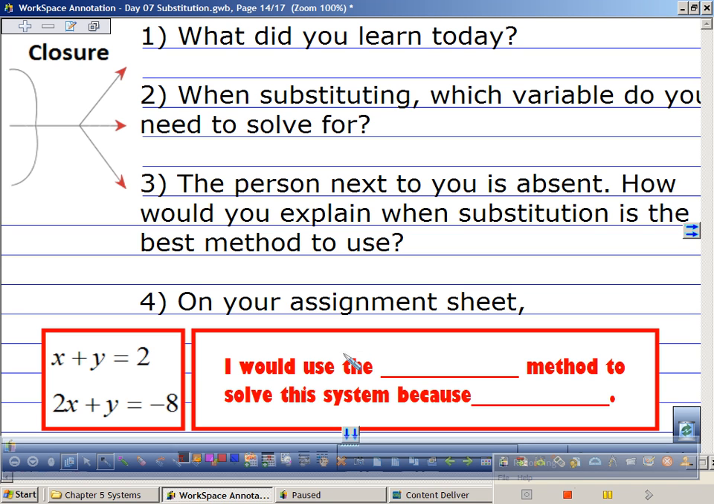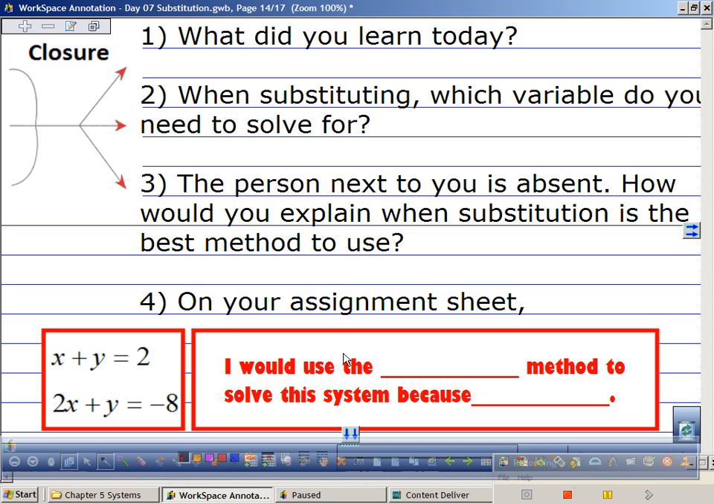Okay. So, what did you learn today? Substitution. When substituting, which variable do you need to solve for? You could solve for both of them. I would go for the one that doesn't have a coefficient, right? Okay, the person next to you is absent. How would you explain when substitution is the best method to use? When it has y equals or x equals or a equals or b equals, right? If you know what a variable equals, that's when you should use substitution.